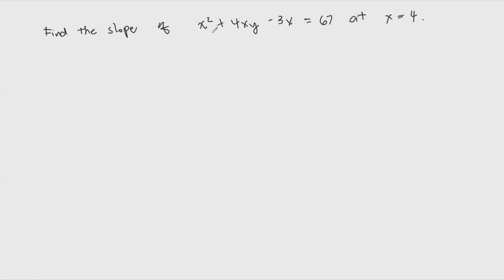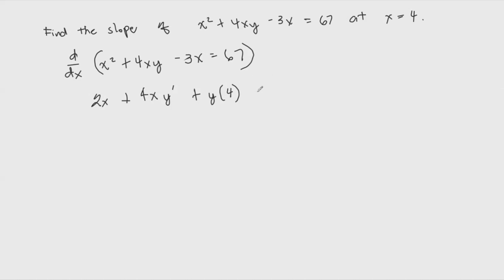And when we do this, what we need to do is to understand that the concept of the slope is that you find the derivative of the equation, and that's just saying that you need to take that y prime that will be equal to the slope. So in this case, I'll be taking the derivative of x squared plus 4xy minus 3x equals 67, both sides. So what we'll be having here is simply 2x, and then plus 4x times y prime plus y times 4, and then minus 3, that is equal to 0.